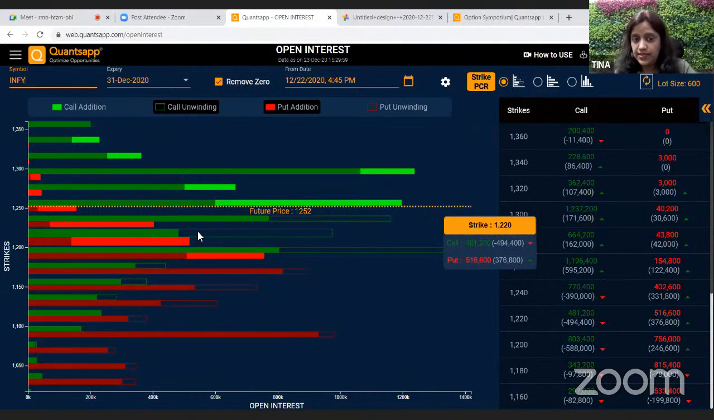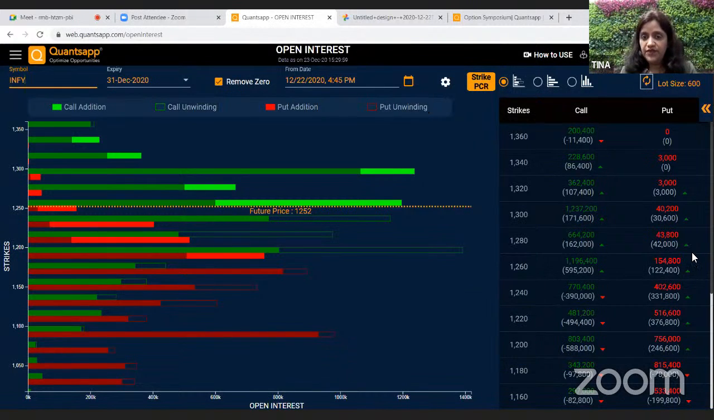In this strike, 1200, you can see it's nearly around 30-40% increment. If I keep the cursor here, just see how things are shifting. Put unwinding at the lower strike, put addition at the higher strike, that means the put writers are shifting higher. Call unwinding at the lower strike, call addition at the higher strike, that means the call writers are shifting. So the entire shift taking place itself talks about a bullish trend. Correct?